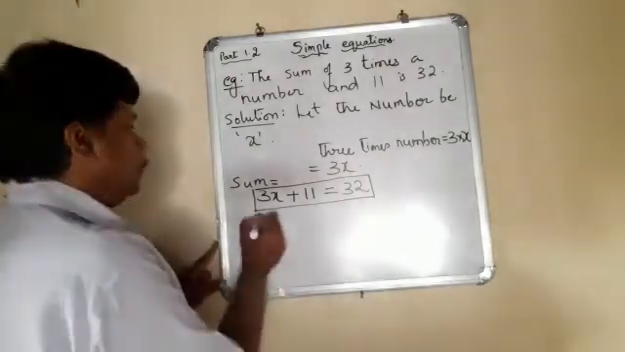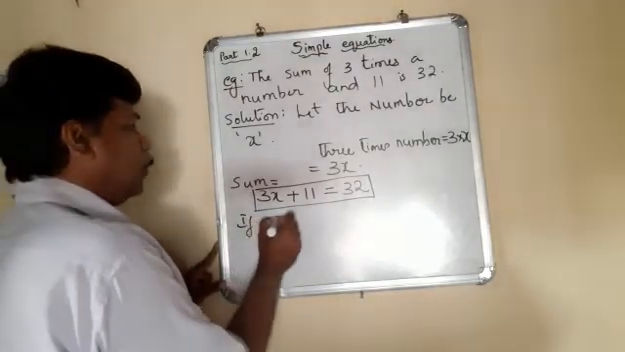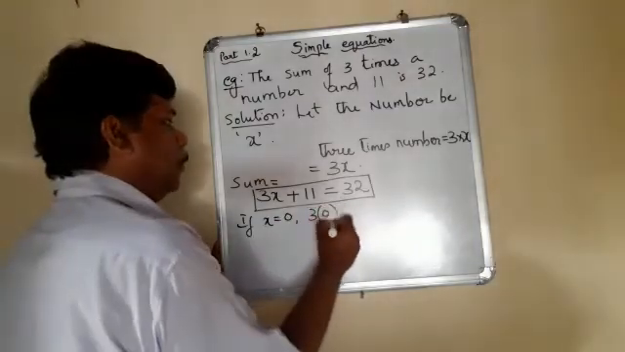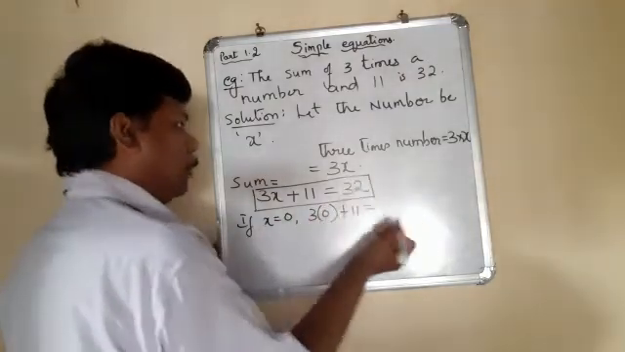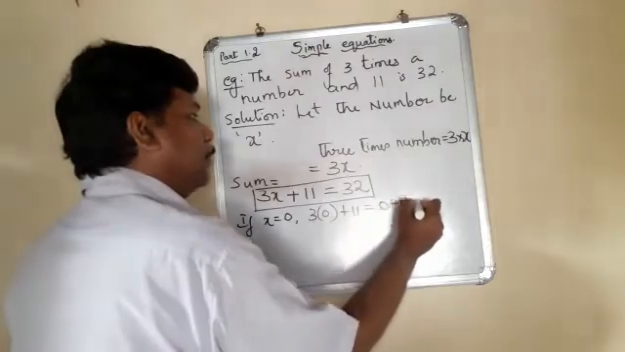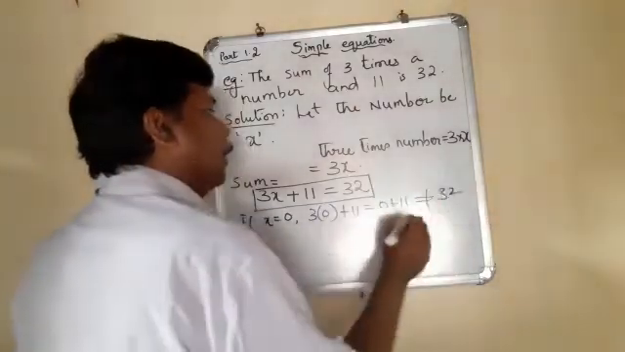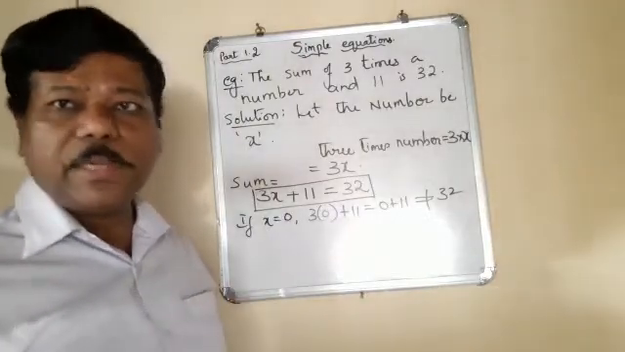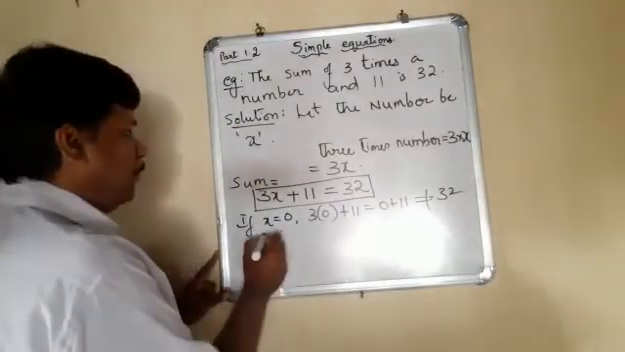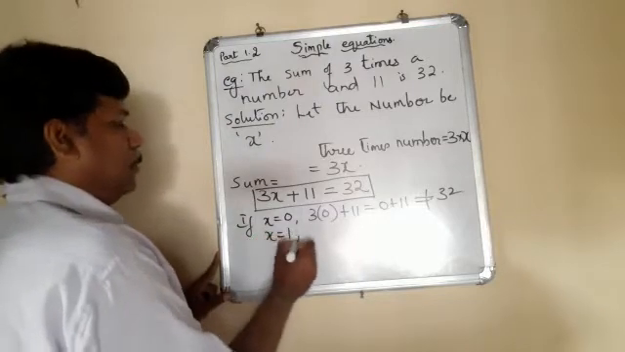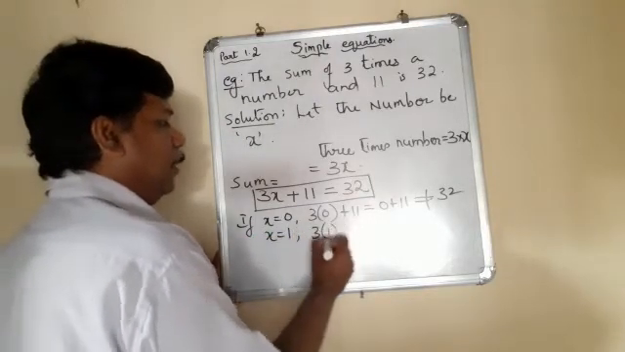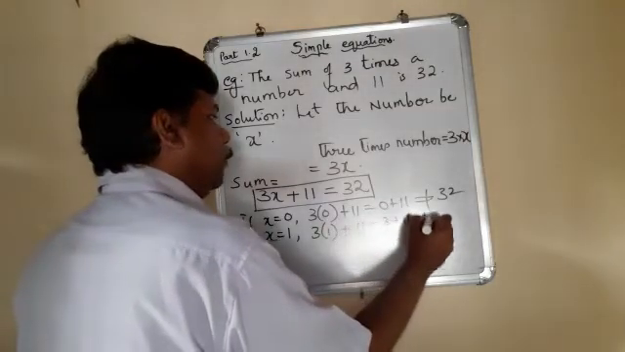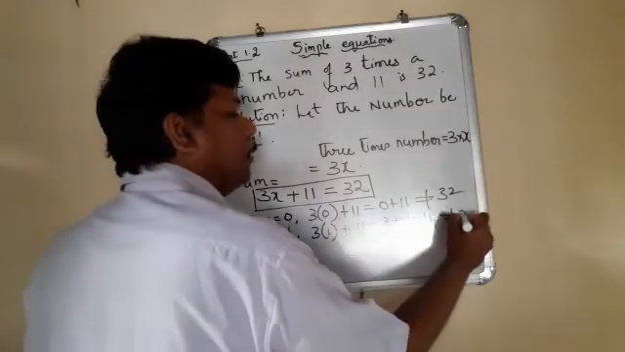So if x is equal to 0, then what will happen to this? 3 into 0 plus 11 is equal to 0 plus 11, which is not equal to 32. So I have not got the correct answer. The left side has not become equal to the right side, right? So let us try with another value. x is equal to 1. In that case, 3 into 1 plus 11 is equal to 3 plus 11, which is 14, which is again not equal to 32.